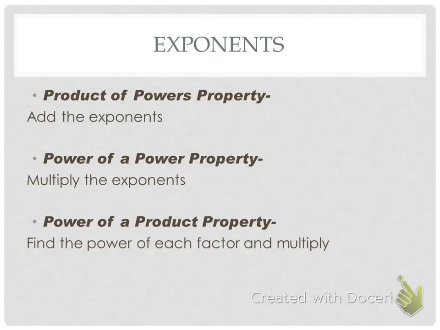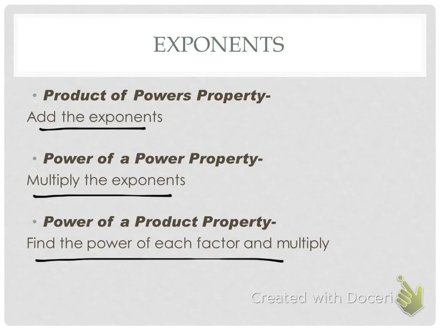Okay? Product of powers property means add the exponents. Power of a power property means multiply the exponents. And power of a product property means find the power of each factor and multiply it. And you say, okay, those don't make sense to me at all. Once we actually get into them and start working them, they will. Okay, so just remember this. Add the exponents, multiply the exponents, and find the power of each factor and multiply.